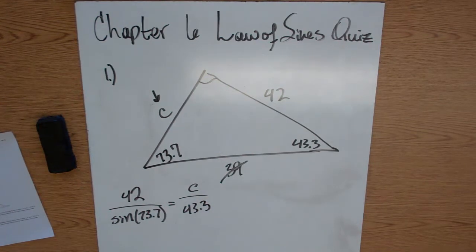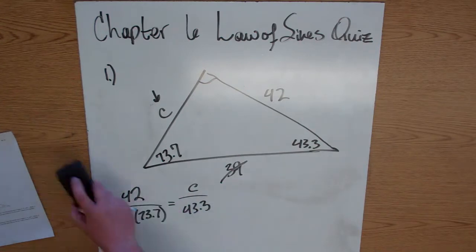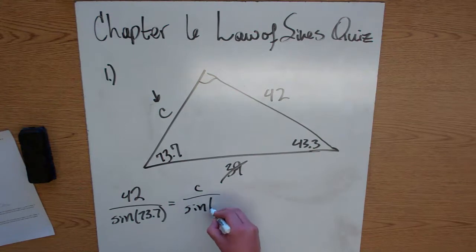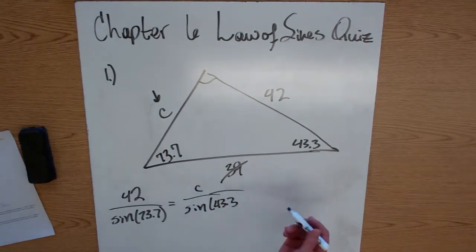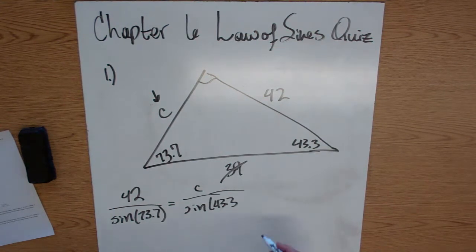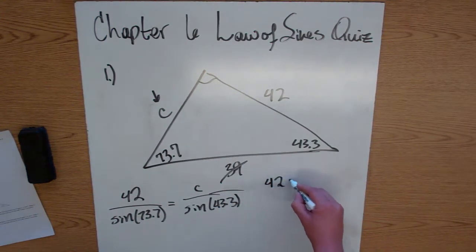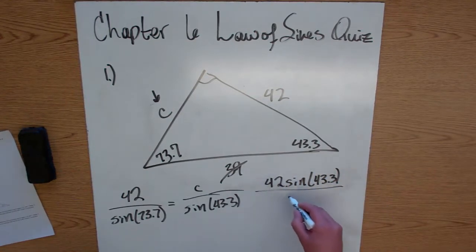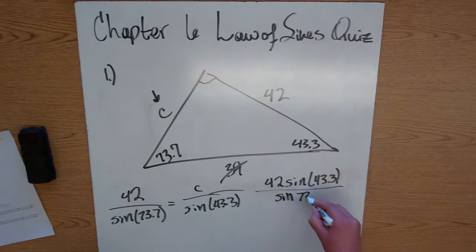Now what we're going to do is multiply both sides by the sine of 43.3. So that will look like this. You multiply both sides by that, you get 42 times the sine of 43.3 divided by the sine of 73.7.